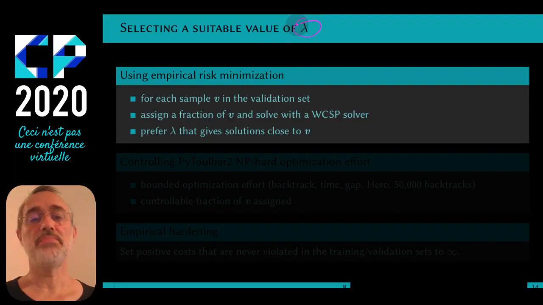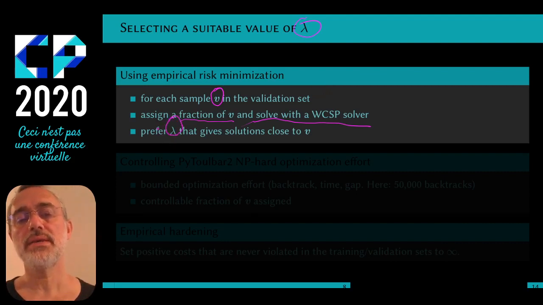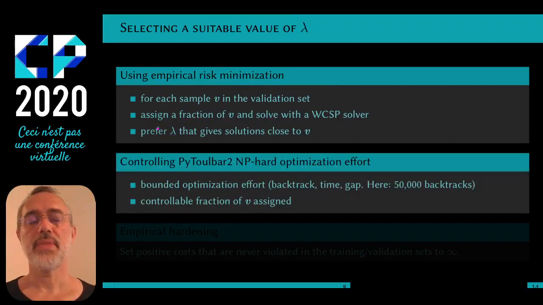And for this, we use empirical risk minimization. So what we do is we use a separate validation set. We take an assignment in it, an observed high-quality assignment, and we assign a fraction of it in the learned CFN, and we solve this CFN with the WCSP solver. And we get a solution, and if the solution is identical or close to the expected solution that you had in the validation set, then it's nice. Otherwise, it's not nice. And so you prefer lambdas that give solutions which are close to V. And this is how we estimate lambda.